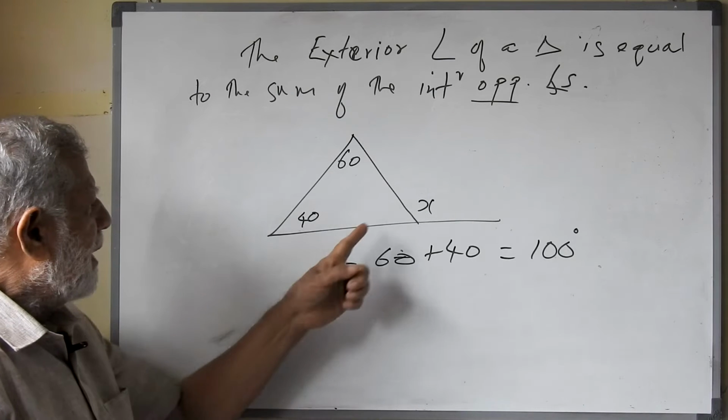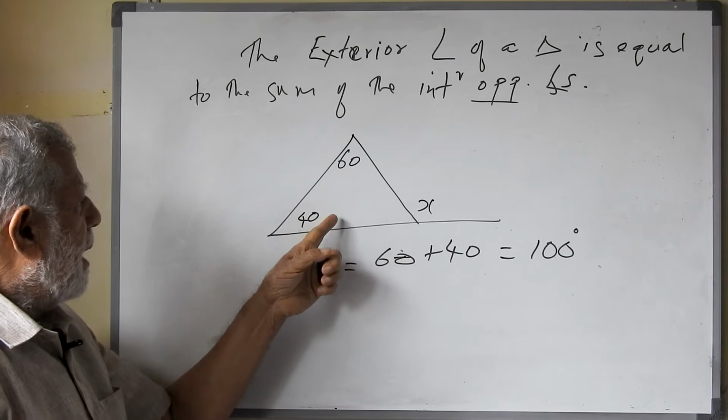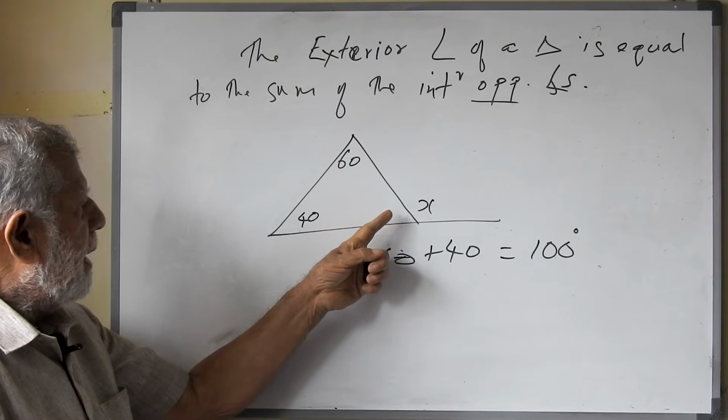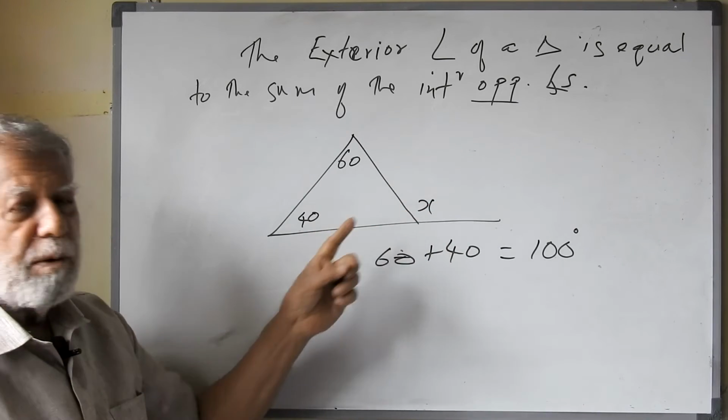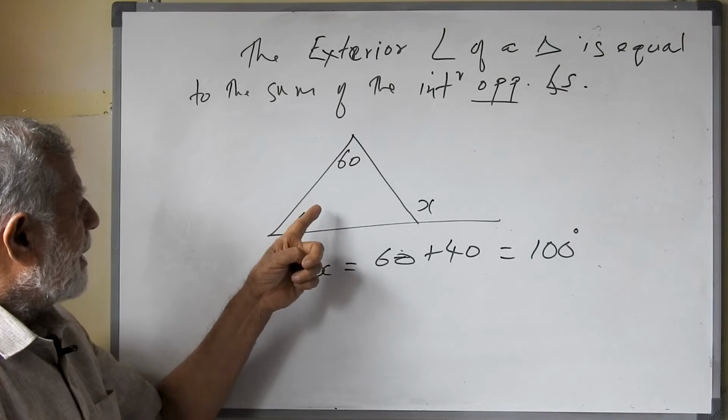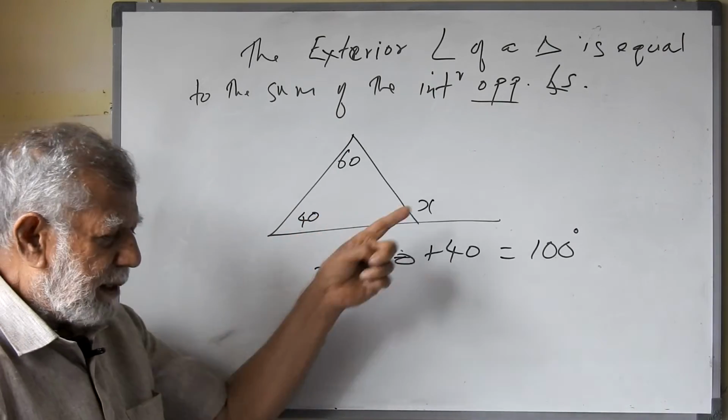The other method will be to find the interior angle here: 60 and 40 make 100, so this should be 80, then a straight line. So if this is 80, this is 100. That is a long method. So here we are using the theorem directly and we immediately get the answer.